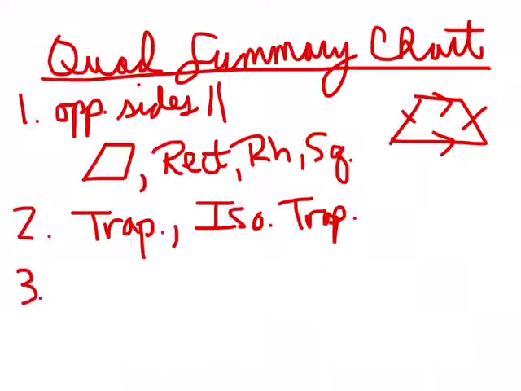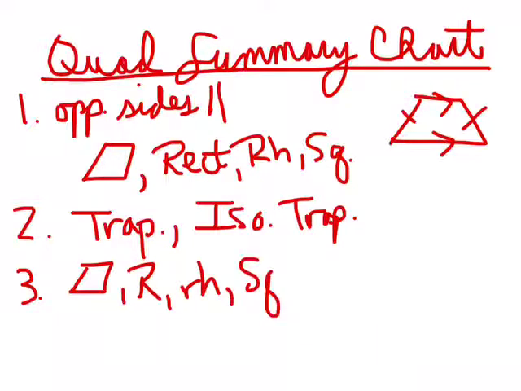Number 3, both pairs of opposite sides congruent. This is another parallelogram property, opposite sides congruent. So it's also true for rectangle, rhombus, and square. I'm just going to abbreviate a little bit like that from now on.